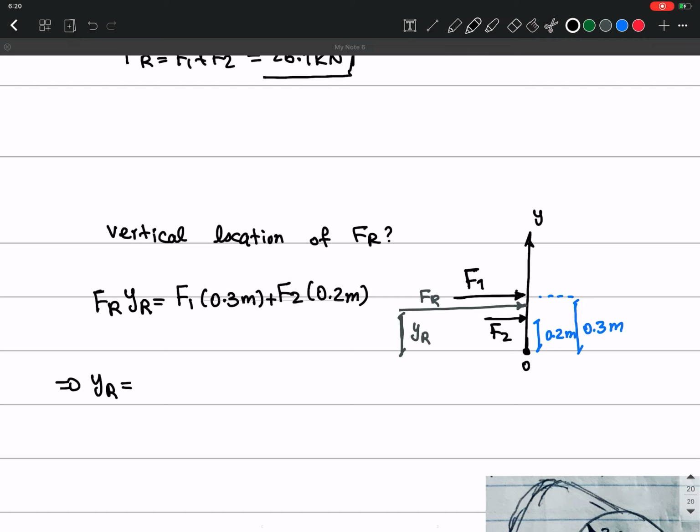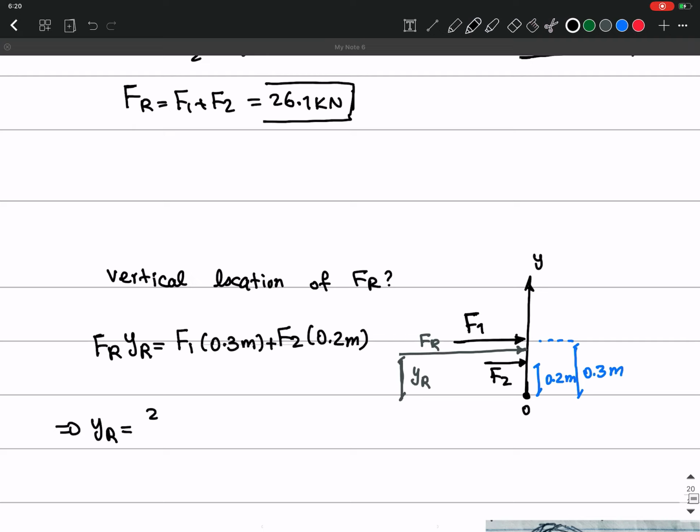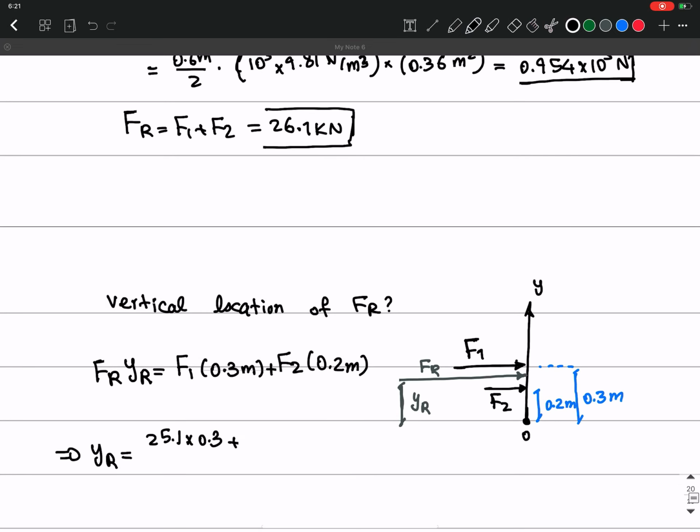YR, or the location of this resultant force, is going to be F1, which is 25.1 kilonewton, times 0.3 plus F2, which is 9.954 times 0.2 over FR, which is 26.1 kilonewton, and this is going to give me 0.296 meter.